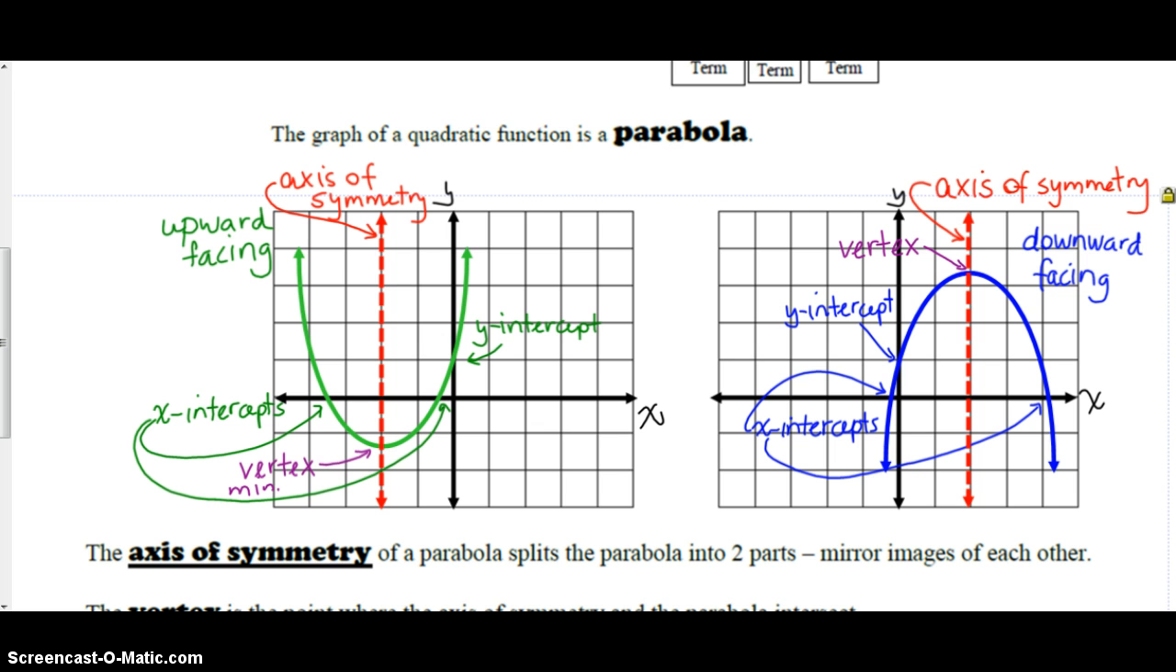If you have a downward facing parabola like the one on the right, then you'll see that the vertex is a maximum.